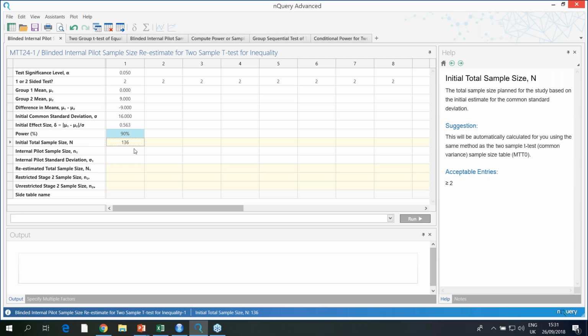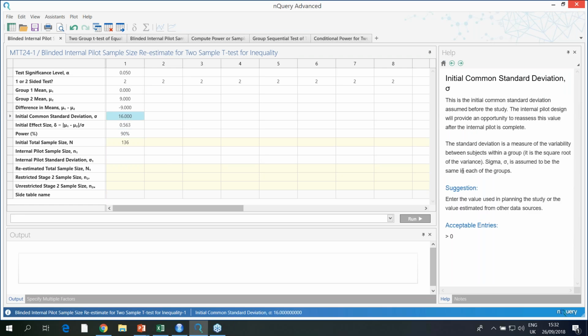Just for anyone who's not familiar with nQuery, that should be the minority here, each one of these rows is an assumption required for the calculation. Each column is an individual calculation, and as we select rows, you'll get a little help card on the right explaining what that row means and what's happening here. So this is doing the same thing. These are all the same assumptions we had previously.